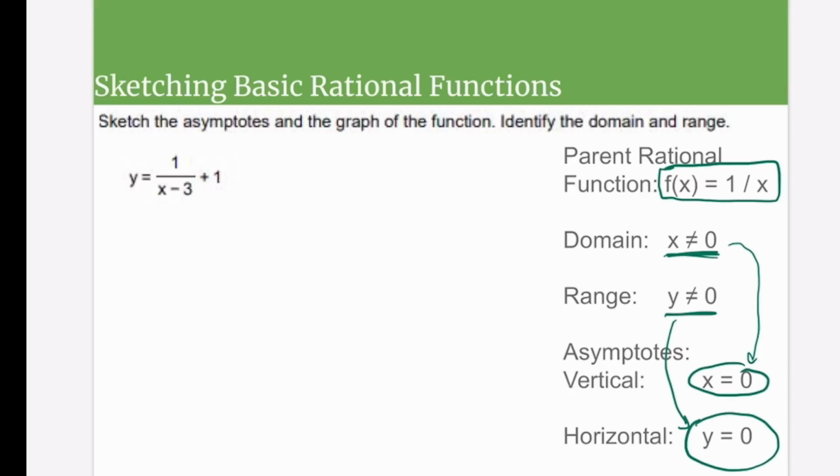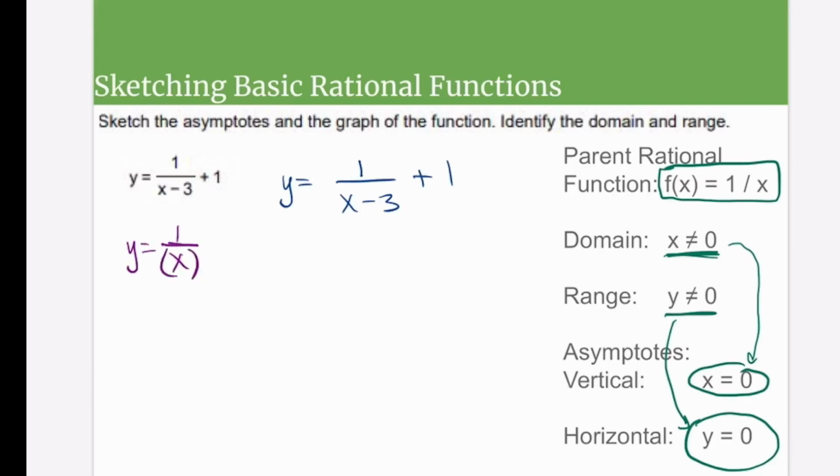So when we sketch functions, really the only thing you need to know are translations, how these things move. So this function, y equals 1 over x minus 3 and then plus 1. This shows two different translations. First, your rational function, your parent function is 1 over x.